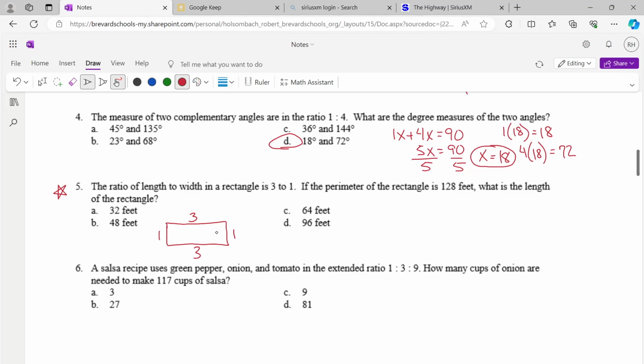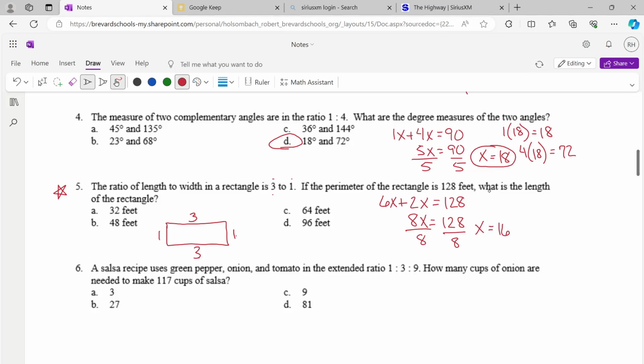So when you're writing this equation, you need to take 3x plus 3x, which is 6x, plus 1x plus 1x, which is 2x, and set that equal to 128. You've got two lengths plus two widths that has to equal the perimeter. So whatever this ratio is, if it's 3 to 1, you just have to double it. 6x plus 2x, so we get 8x, that's equal to 128. I'm going to divide by 8. And our x, which is our multiplier, is 16.